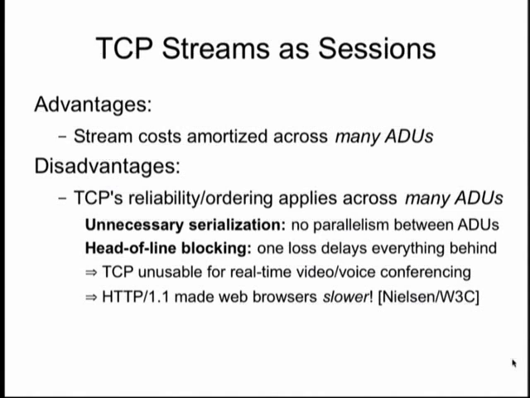And this creates head-of-line blocking problems too, where if one packet gets lost somewhere in the TCP stream, everything behind it has to wait. And this is why, for example, delay-sensitive media streaming over TCP is a bad idea. And it's also why it was discovered that, at least in some cases, HTTP 1.1 made web browsers appear or feel slower to users than they did with HTTP 1.0, even though they make more efficient use of the network.